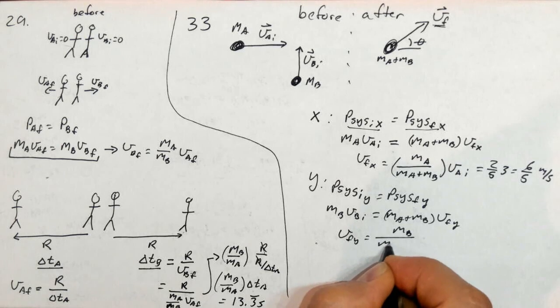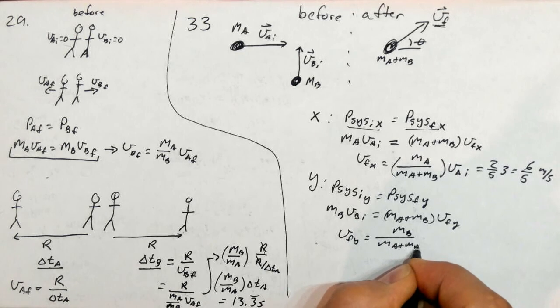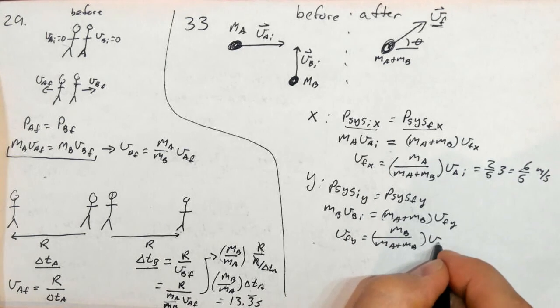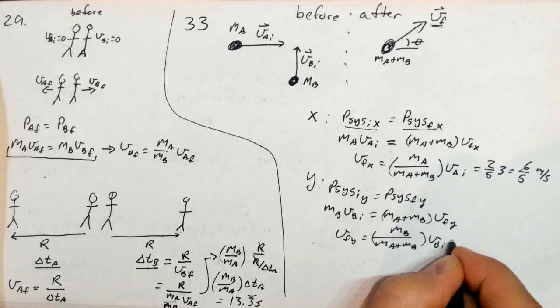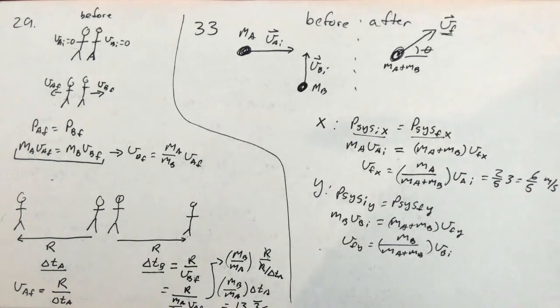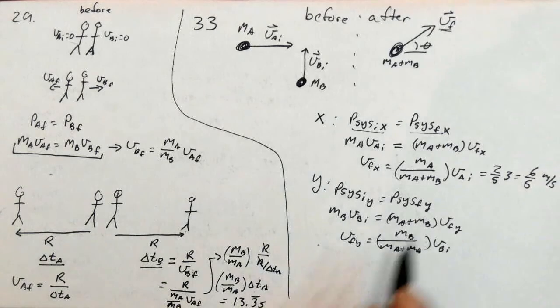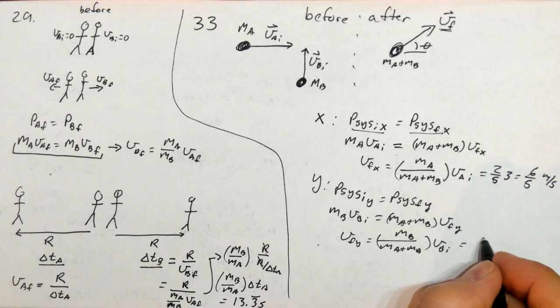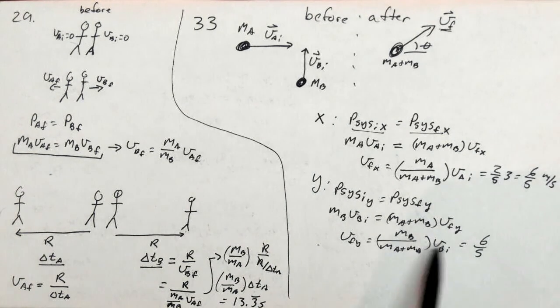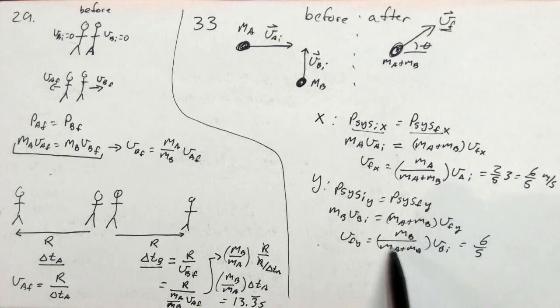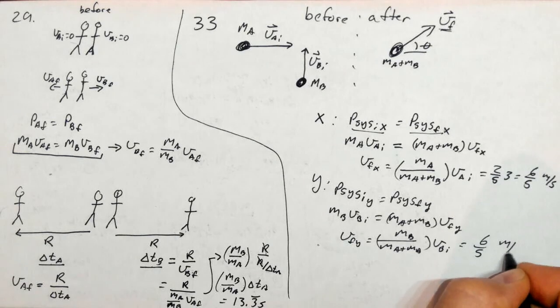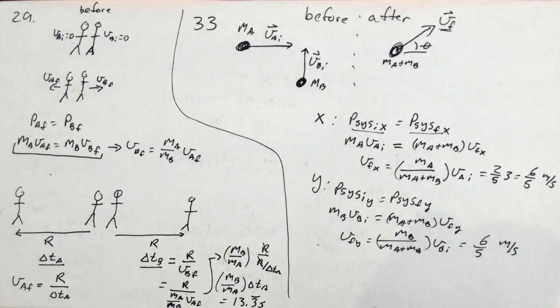And if we plug in numbers, we'll get 6/5 again, only just coincidentally. Because of the numbers, this was 2 meters per second. This is 30 grams over 50 grams, so we get 3 over 5 times 2, which is still 6/5. So it's just coincidentally because of the numbers.